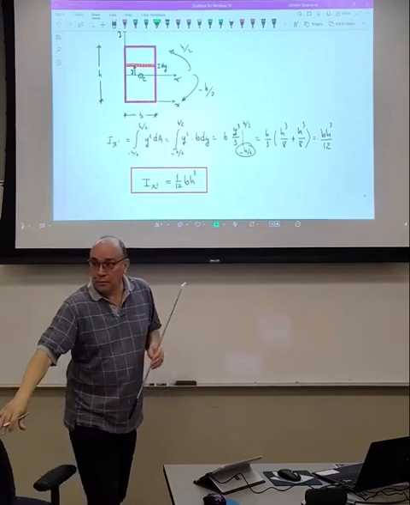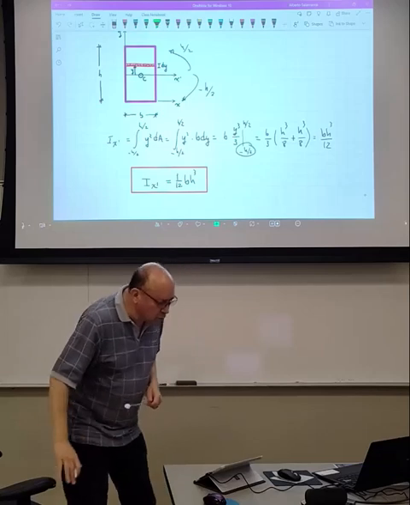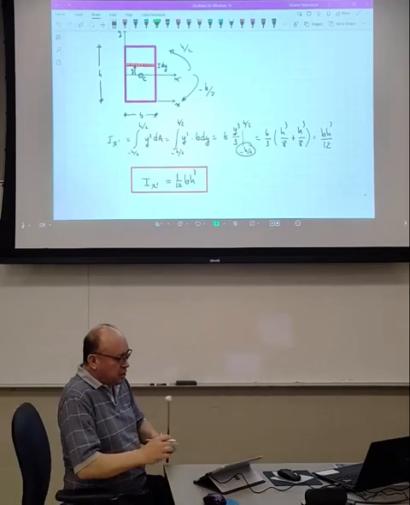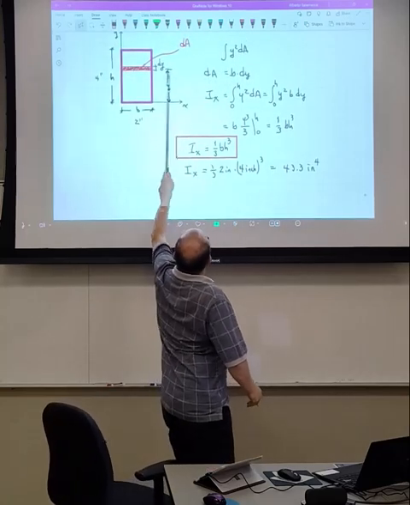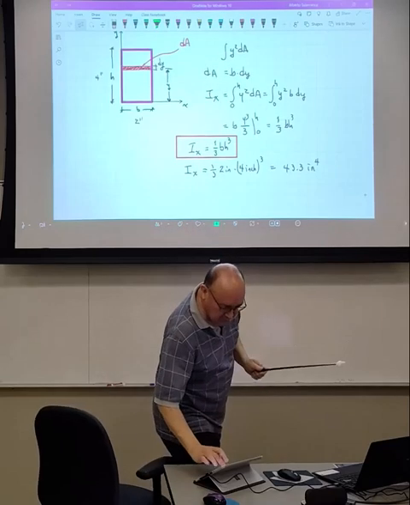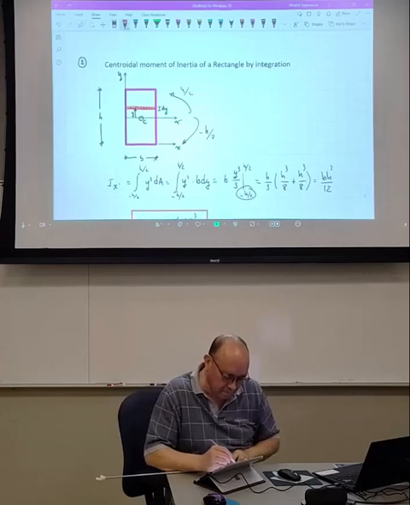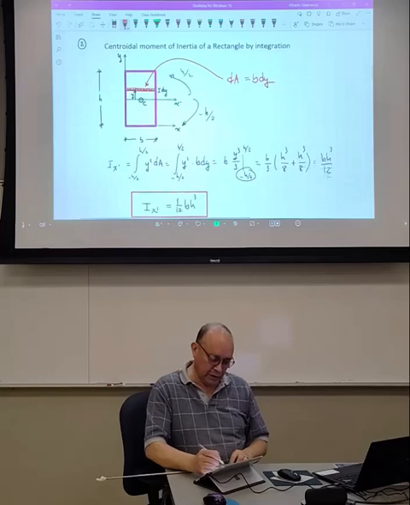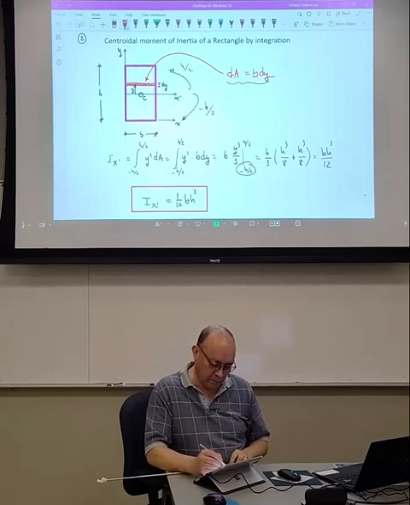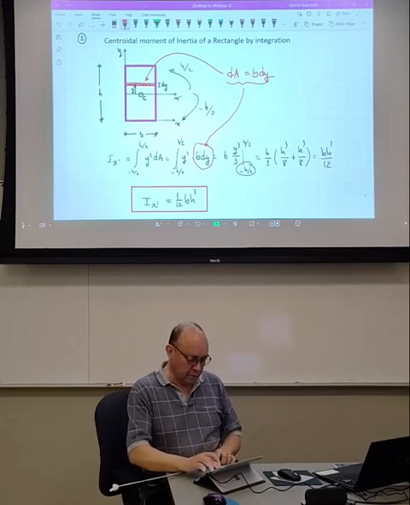Question? I was wondering where you got b dy from. Same thing as before. The differential of area is the same in this as in this. You're right, let me put it here. This is the differential of area, b dy. Okay? Better? Yeah. Okay.